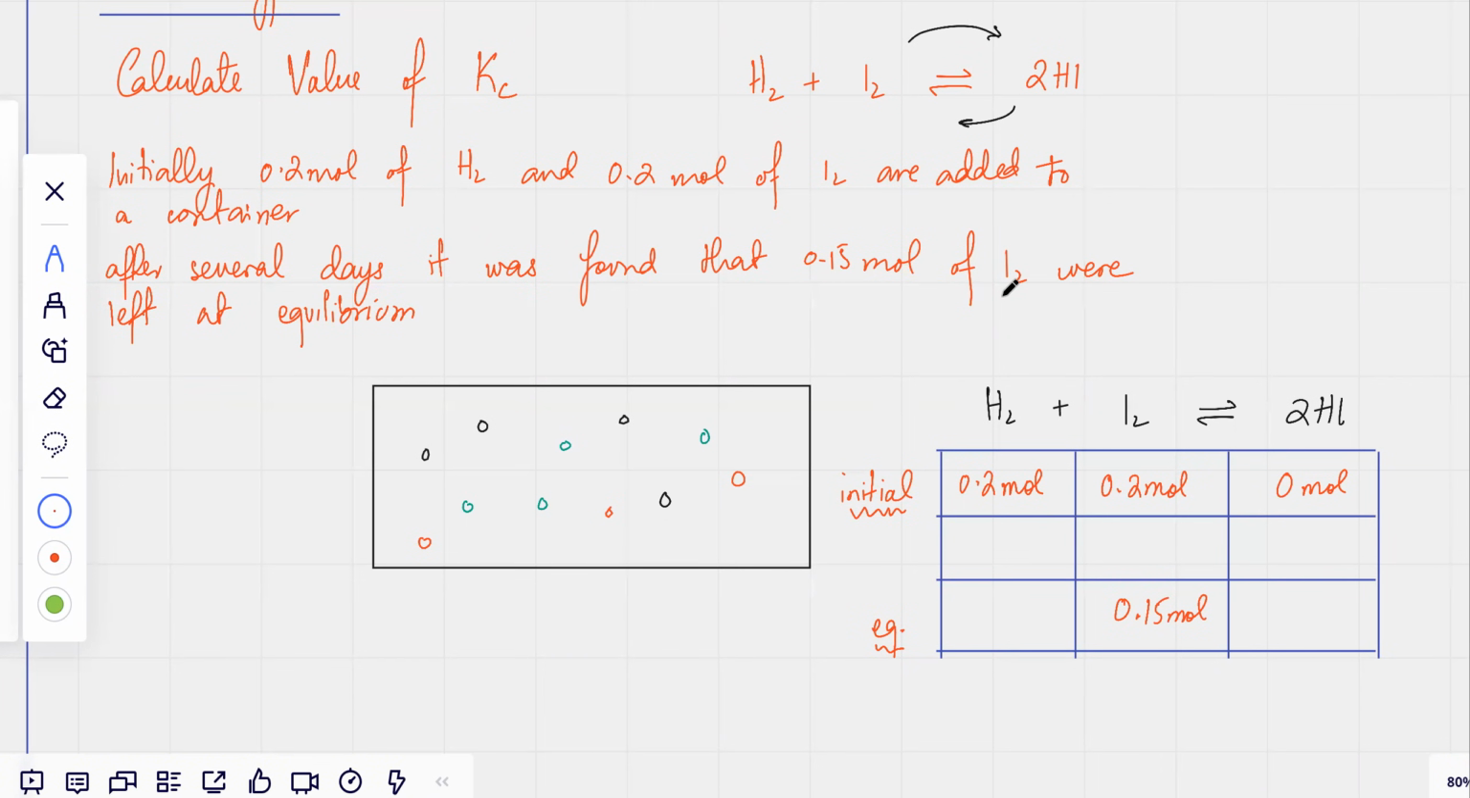So how many moles of the other substances do you have at equilibrium? Remember, in Kc, I need to use the concentration of the reactants and the products at equilibrium. I know one thing, that there is 0.15 moles of I2 at equilibrium, but I don't know how many moles of H2 are present at equilibrium and how many moles of HI are present at equilibrium. I know that HI must have been formed, but what exact quantity, right?